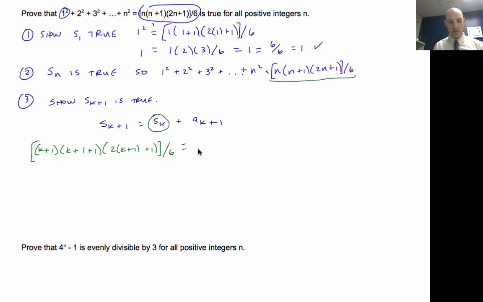That is this. So it's equal to k times k plus 1 times 2k plus 1, all of that divided by 6, plus my next term. Okay, my next term looks like this. The next term will be this a sub k plus 1. Well, this is always the next term. So plus k plus 1 squared, because that's always my next term. This is my a sub n, right? So that's my next term, and I'm going to plug k plus 1 into that.